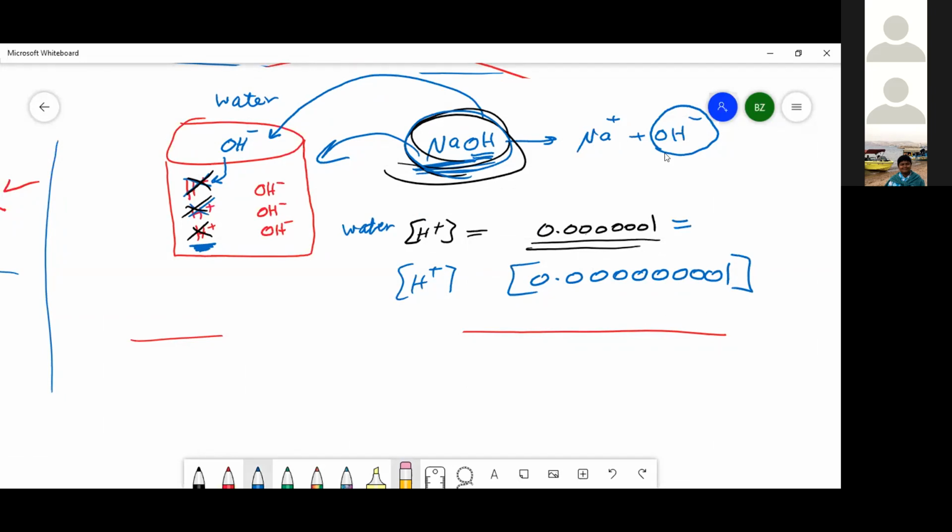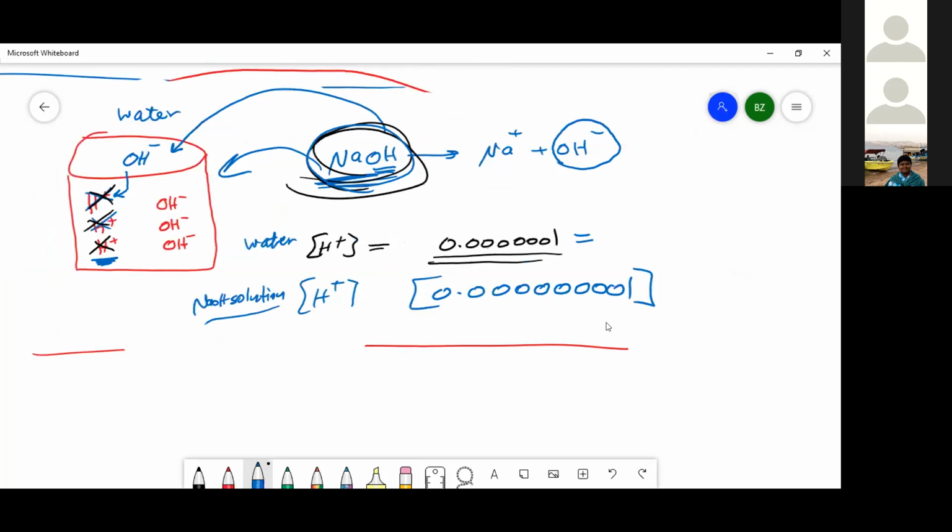The blue one is the water H plus concentration. Here, the NaOH solution, after adding NaOH. Who can tell what is the scientific number here and what is the scientific number here? 10 to the power of negative 7. Excellent, Muhammad. Yes, it's 1 times 10 power negative 7. Who can convert the other one? 10 to the power of negative 9.